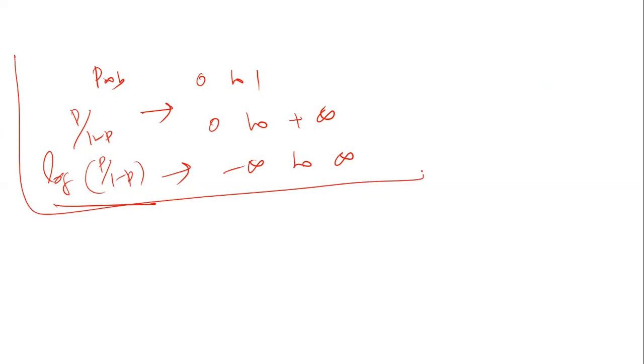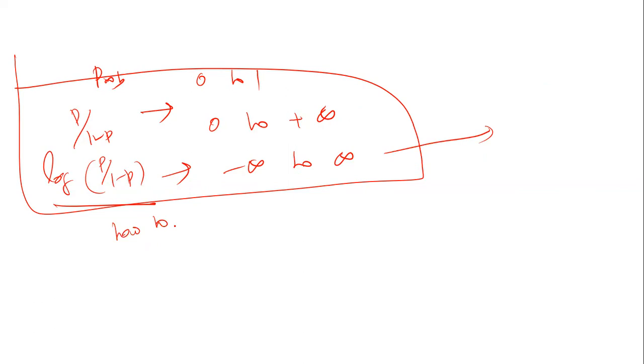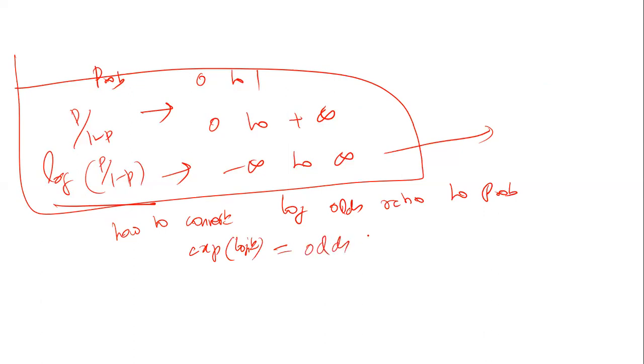Okay, this is fine. This is very important. What is the next step? How to convert the log odds ratio to odds ratio? How to convert log odds ratio to probability? How do you convert this? You take the exponentiation, right? Exponentiation of the logit on the left side, okay? And then that is your odds ratio.